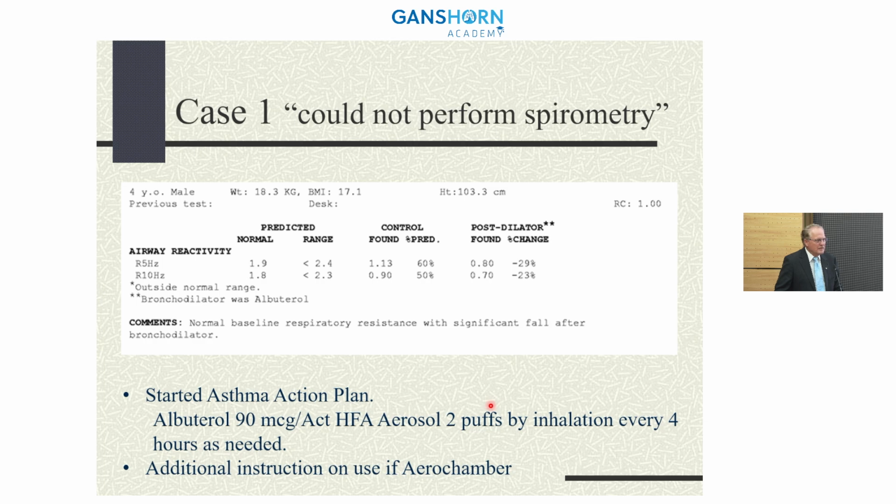And so we had an oscillometer in our laboratory, so we were able to do oscillometry rather than spirometry, and showed a 30% increase or reduction in their R5 value for oscillometry. And because of those results, they were able to give that individual, based on objective evidence, an asthma action plan, which included the use of albuterol and other medication.